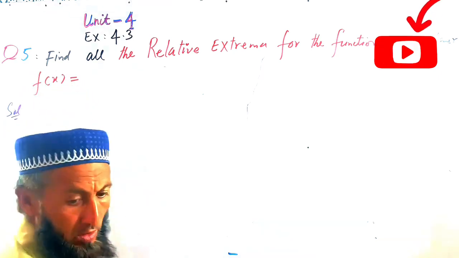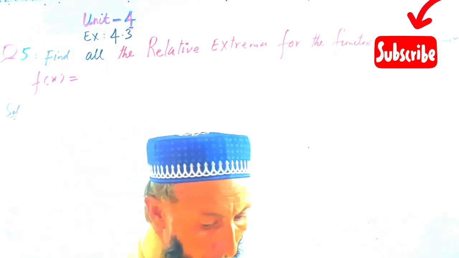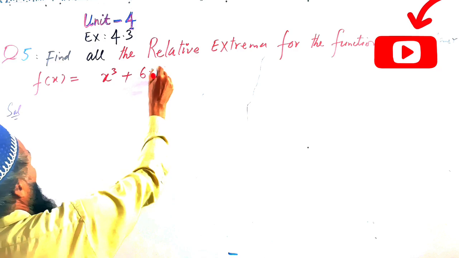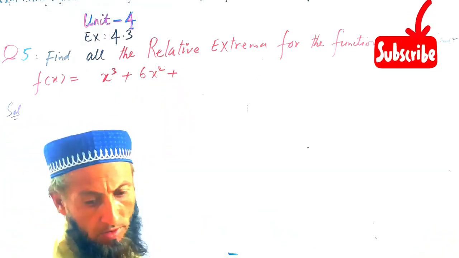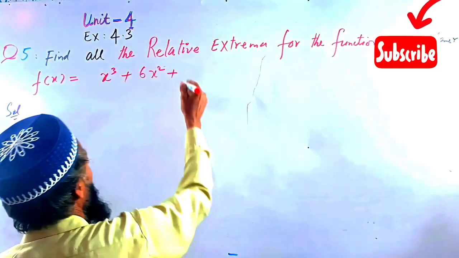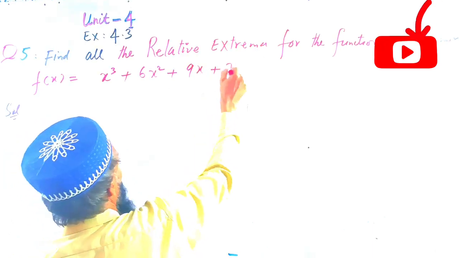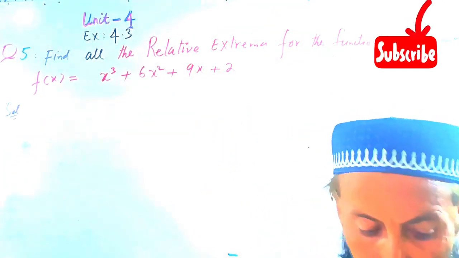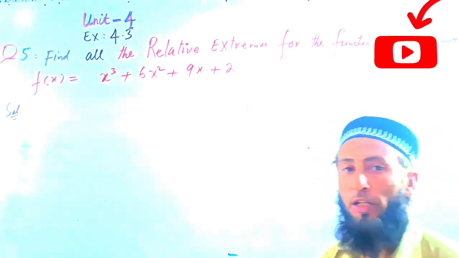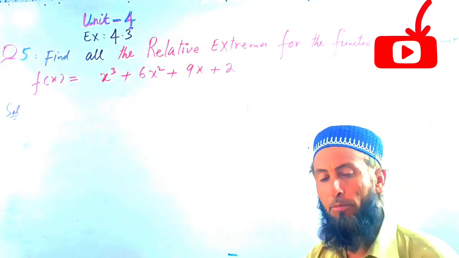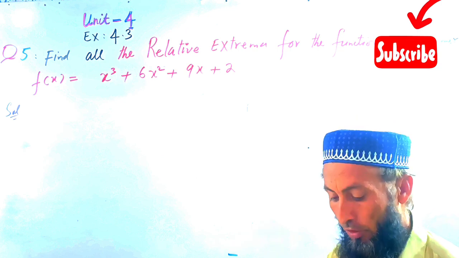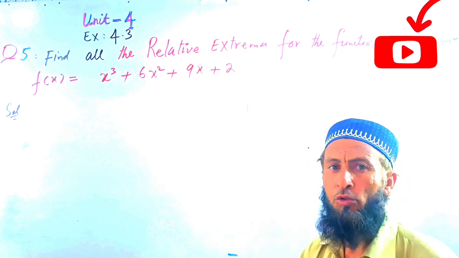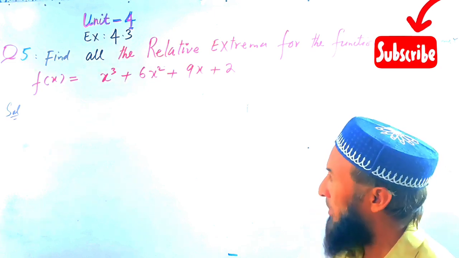f(x) is equal to x cube plus 6x square plus 9x plus 2. We are finding the relative maximum and the relative minimum of the function. First of all, we find the critical points. For the critical points, we put the first derivative equal to 0, and then we proceed to the second derivative to check the relative maximum or minimum.